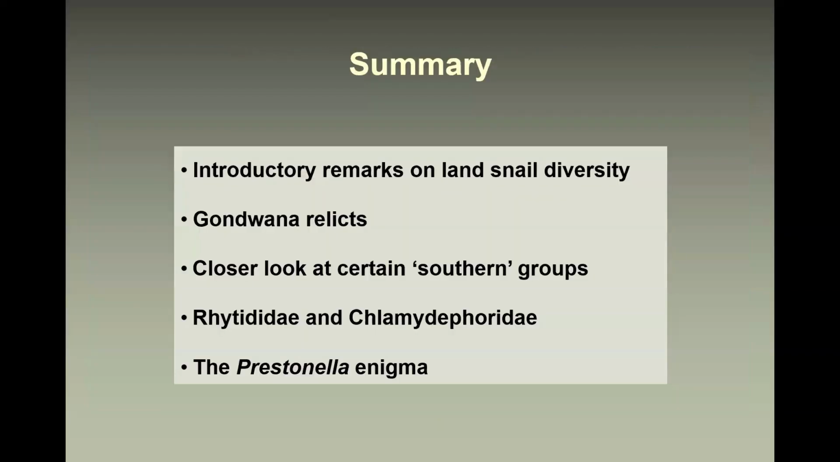So I'll start by going through some introductory remarks about the land snail fauna and mentioning some of the Gondwana relics. And we're going to take a look at certain of these southern groups in more detail, in particular the families Rhytididae and Chlamydophoridae. And then I'll spend some time talking about an unusual little genus of snails called Prestonella.